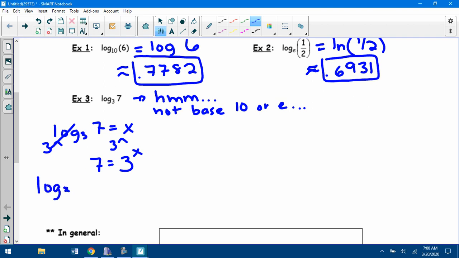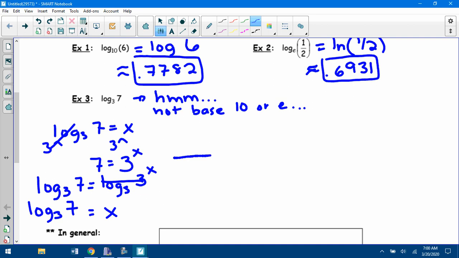So log base 3 of 7 equals log base 3 of 3 to the x. That's what we've done before in this situation. This cancels. I kind of get right back to where I started. X equals log base 3 of 7. So that didn't really help me.